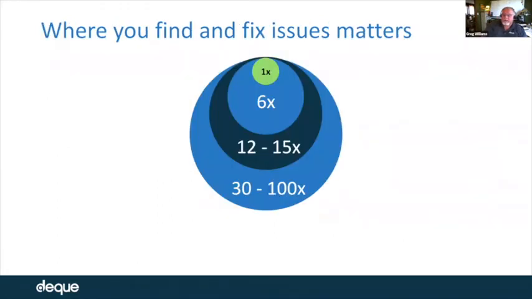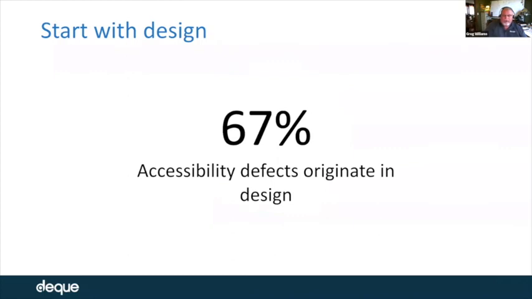So again, where you fix those matter. And here's your multipliers again that we've talked about. But we've also seen through different studies and with different companies that upwards of almost 70% of defects originate in the design phase. So back in that design phase, something happened. We didn't have a proper annotation. We didn't check our color contrast.